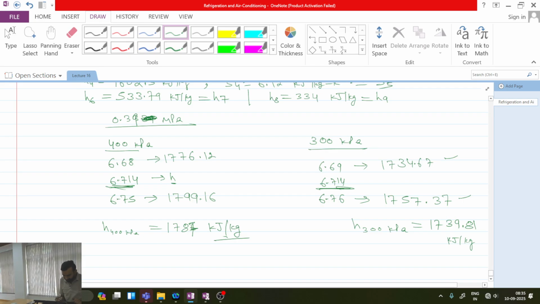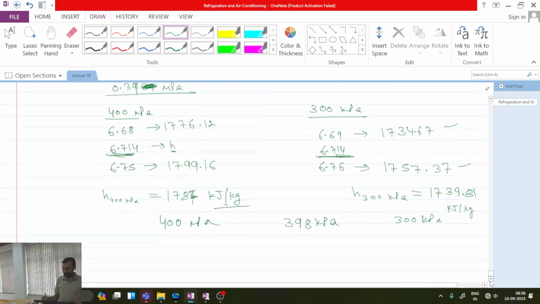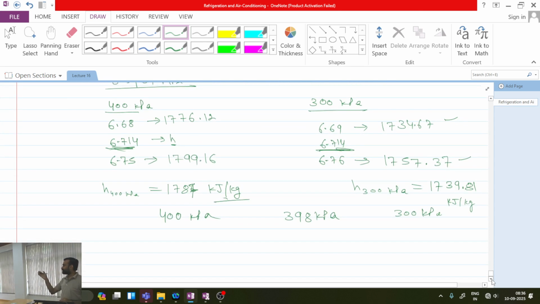So now you can see this is the enthalpy at 400 kPa. This is the enthalpy at 300 kPa. You need to calculate enthalpy at 398. It was close to 400. But okay, you have come to know the two-stage interpolation. So 398 kPa. Calculate. But also see that you have this much large range, so there will be a small difference.